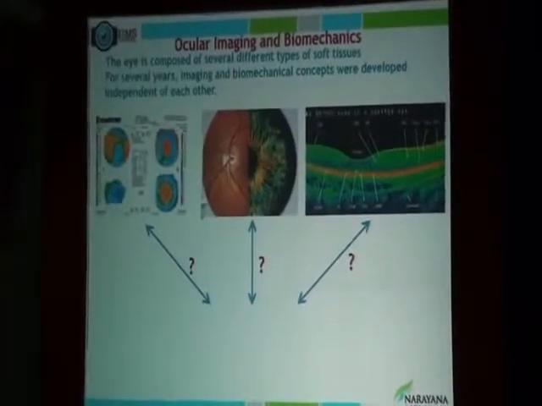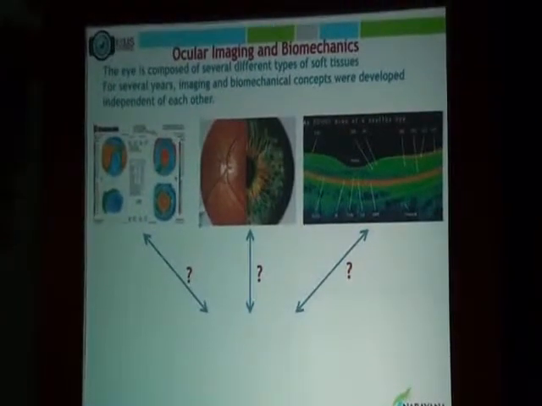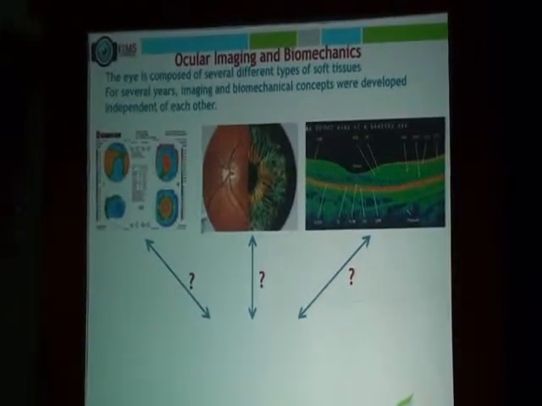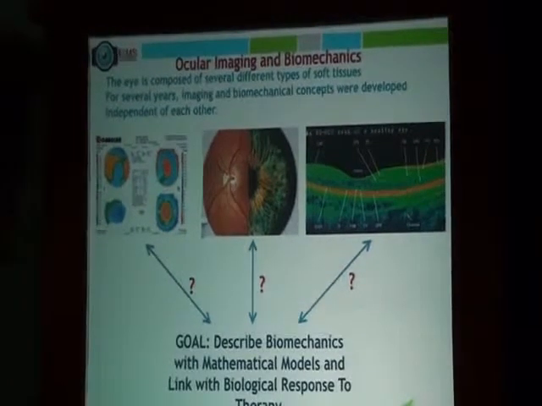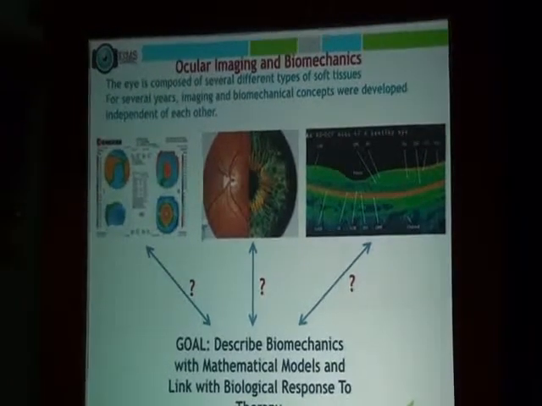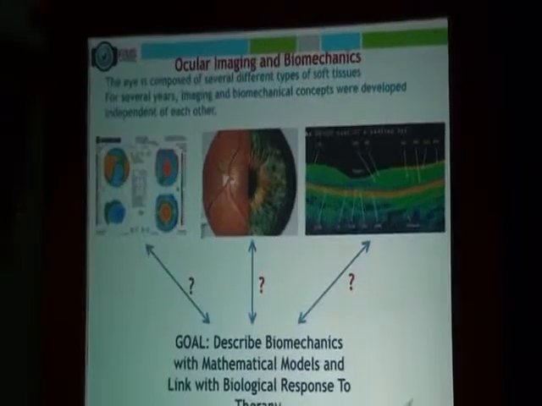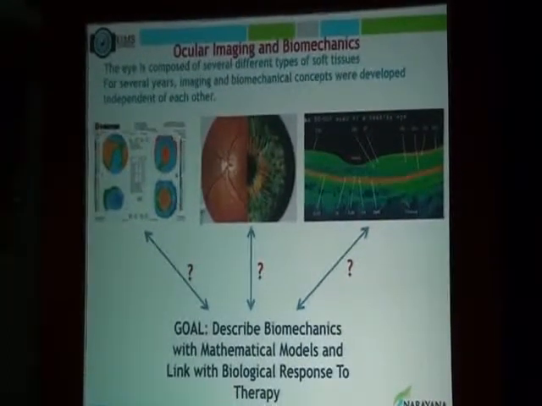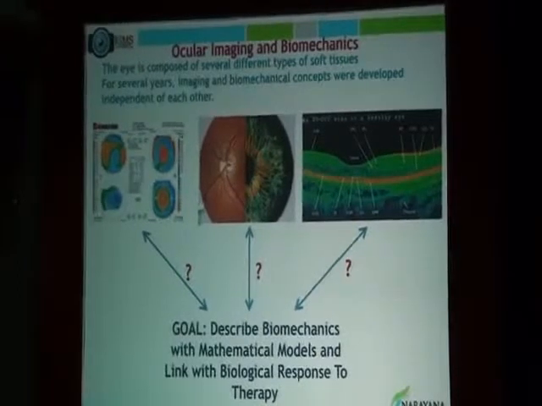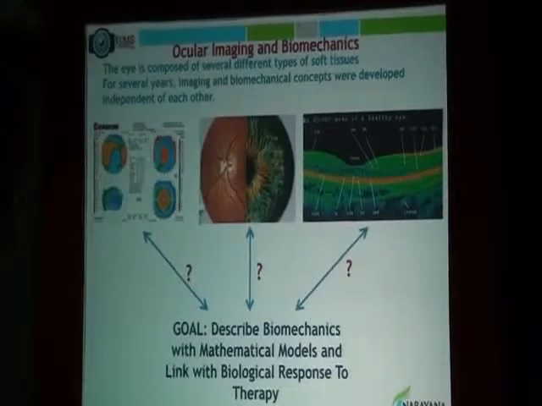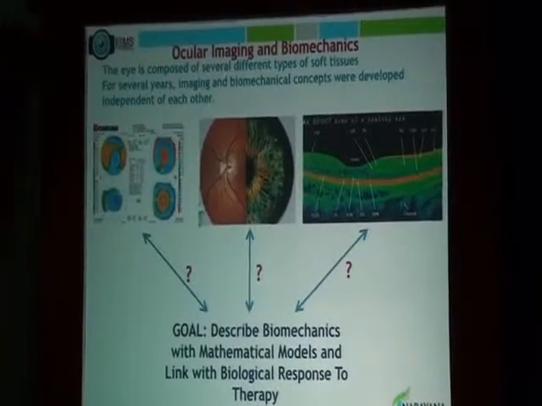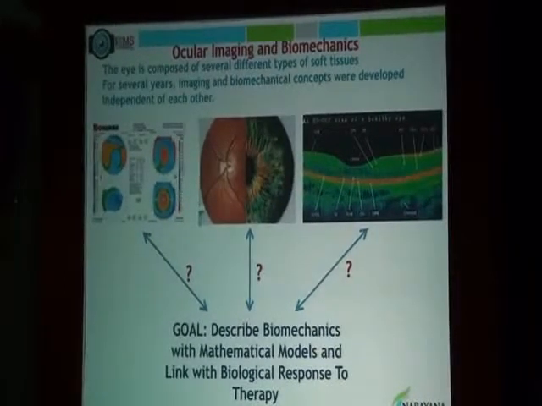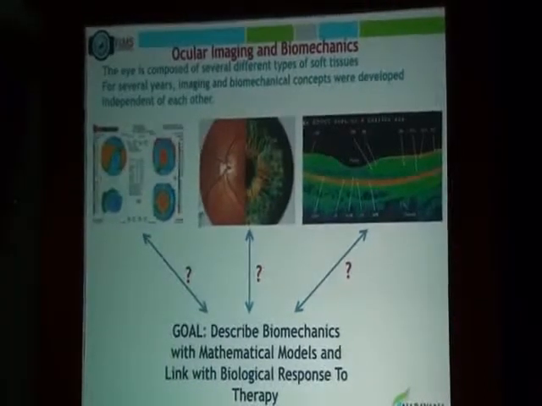And this is the way to go, because you're looking at newer parameters to see how treatment can be changed. So the goal would be to describe the biomechanics with proper mathematical models and link that with the biological response to the disease, and from there on to treatment, and how we can maybe think about applying this knowledge to modify treatment and look at other ways other than just intraocular pressure in evaluating the disease, or evaluating progression, or in regulating or preventing progression.